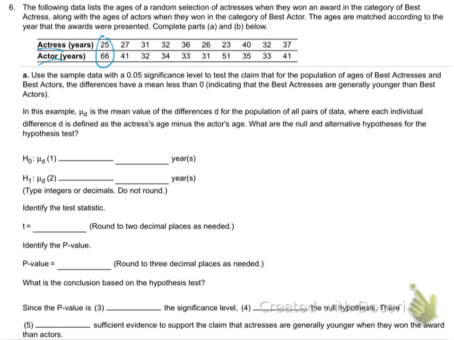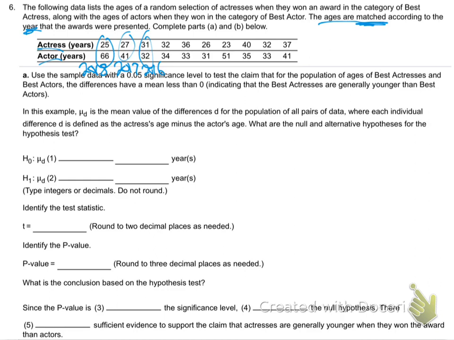These two are from the same year. I don't know what year. Maybe that's 2018, who won the Best Actor and Actress Award. And there's 2017, and there's 2016. I don't know. But it says right here, the ages are matched according to the year. So they're matched. They're connected.